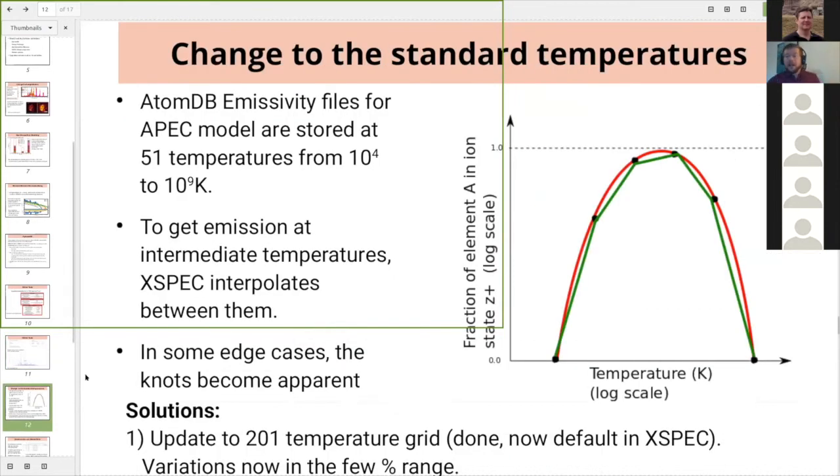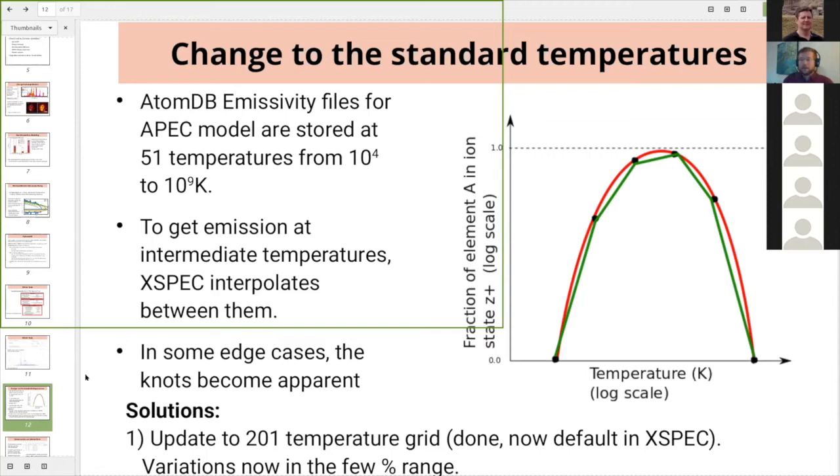Okay. Other changes. Our standard temperature grid for AtomDB was to store 51 temperatures. So we run the emissivity code 51 times at 51 different temperatures and produce emissivities at each of those temperatures. So 51 blocks of data, one for each temperature. And then when codes like XSpec created the APEC model, they would interpolate between these. So they would say, okay, I have a temperature stored at 1 million degrees and 1.1 million degrees. You've asked for 1.03 million, so I'll interpolate between those two neighbors and get you the spectrum.